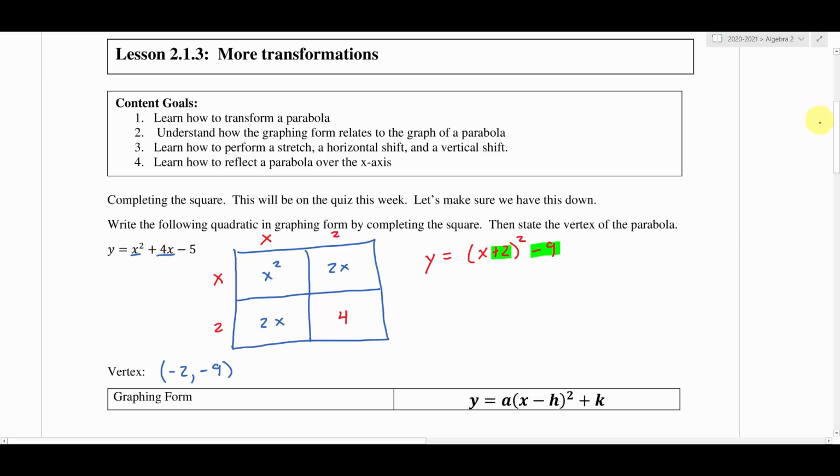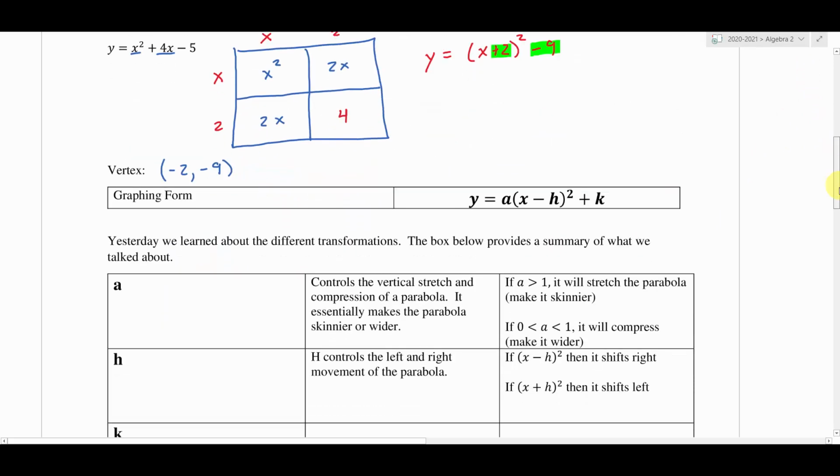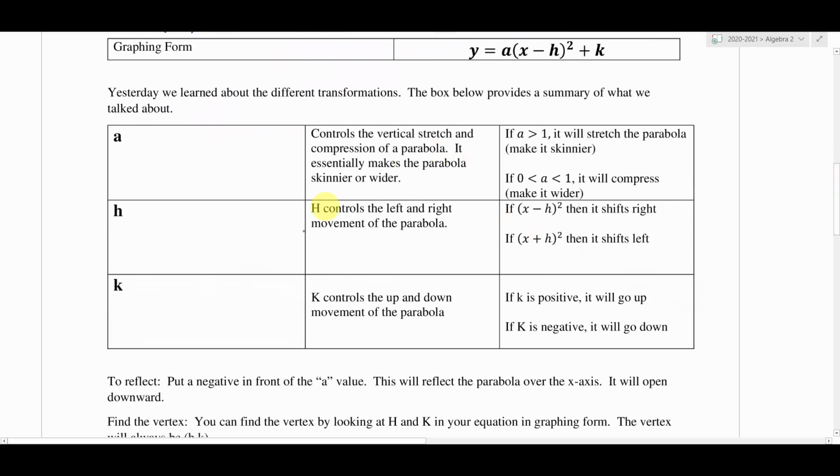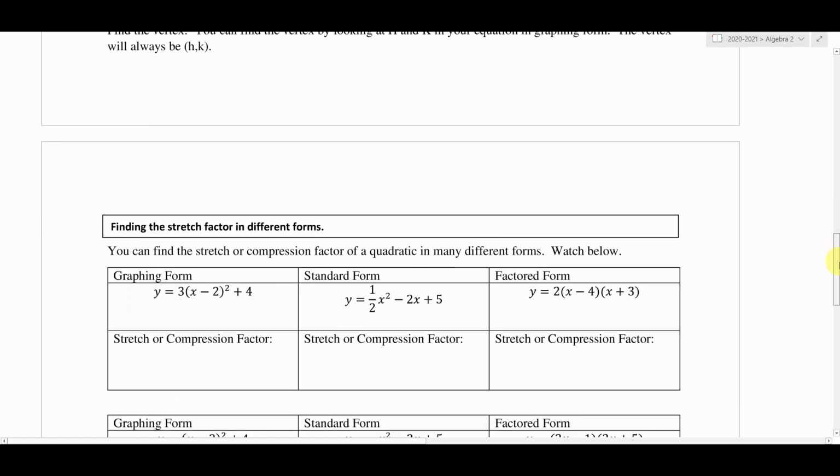All right, guys, so that is completing the square, and reading the vertex from the equation. And in the notes here, what you will see is just, again, that summary of what we talked about last week, how each part controls a different type of movement and how it does it here in the far right column. Don't forget about reflections. Remember, to do a reflection, you got to put a negative in front of the A value, but make sure that you review this constantly. This is kind of the most important thing when it comes to these transformations, is that A, H, and K value and understanding what they do.